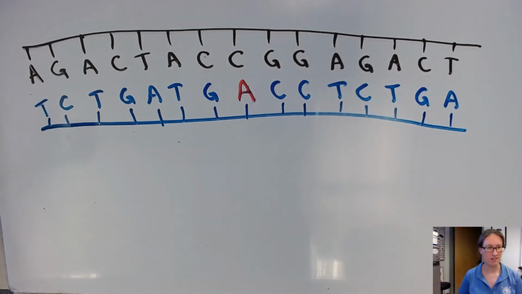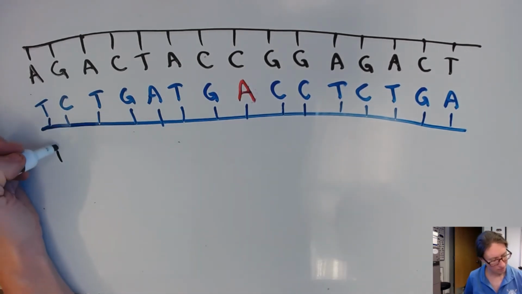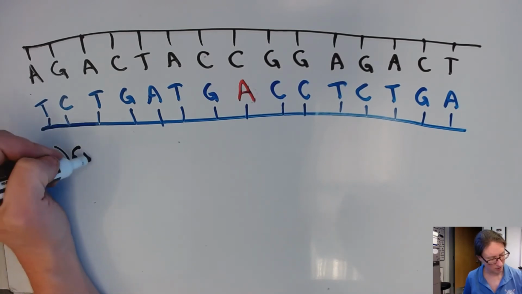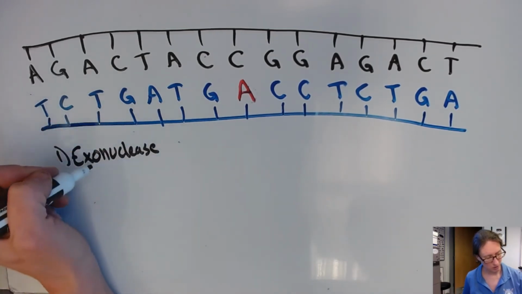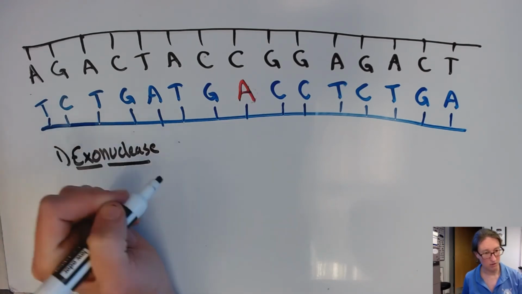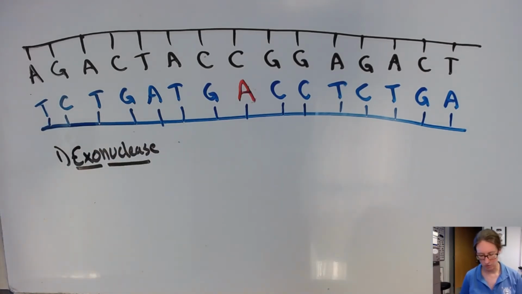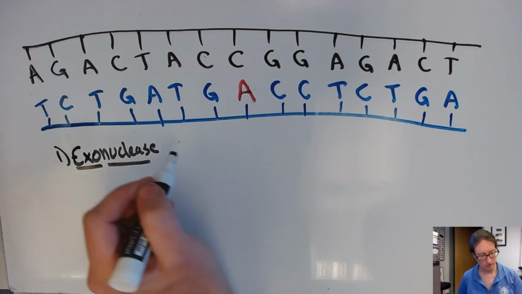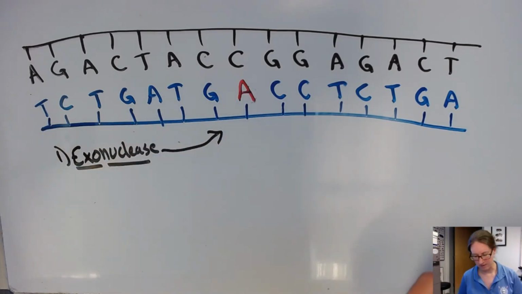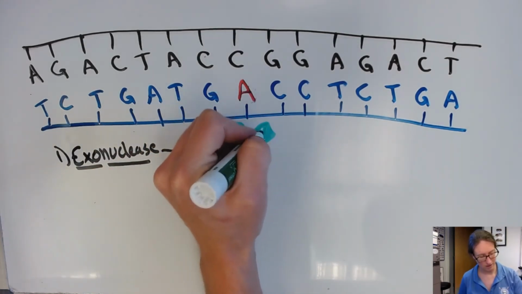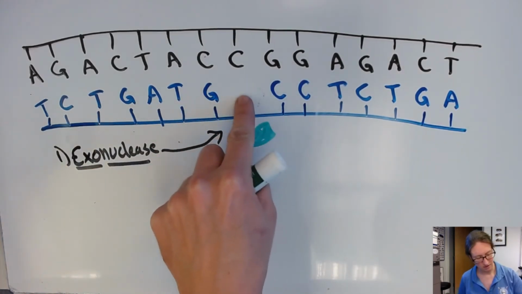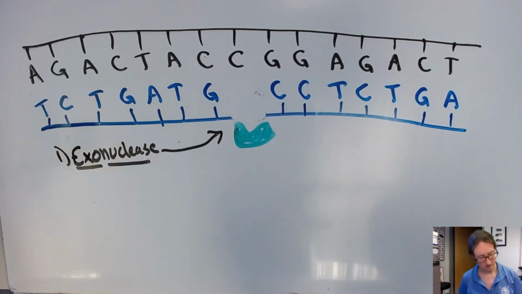And so here is the team that's involved in that. So first, there's an enzyme called exonuclease. Like the name suggests, exonuclease comes through and chops out the offending mistake. So let's say if I show it in green here, it's going to just chomp out this offending mistake.